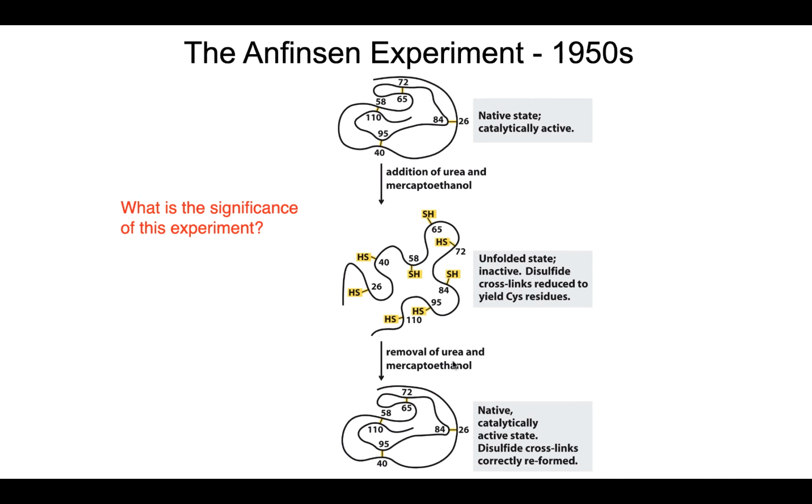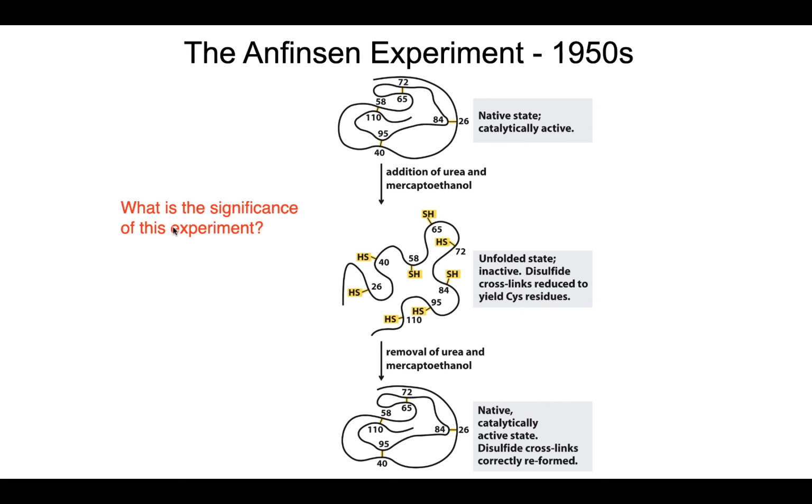And then they removed all of the denaturants. They removed the mercaptoethanol, they removed the urea, and without anything else, we're talking about a protein dissolved in an aqueous solution. There's no other proteins there, there's no other macromolecules around, it's all by itself. And they showed that after removing the denaturants, it went back into its native state and was able to be catalytically active again. And so I've got this question here: what is the significance of this experiment?